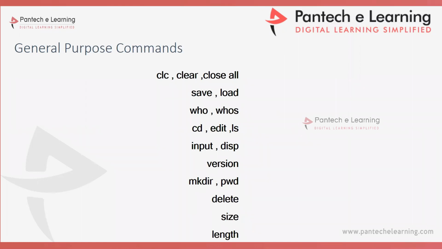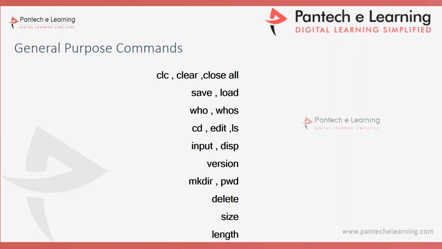Save, load. Save is used to save any data inside the workspace. Load is used to load the saved data from the workspace. who and whos are used to find out particular files in the current directory or in the workspace. cd is used to change directory. edit, to edit the particular kind of input. ls, it is used to list out the complete files inside the folder.